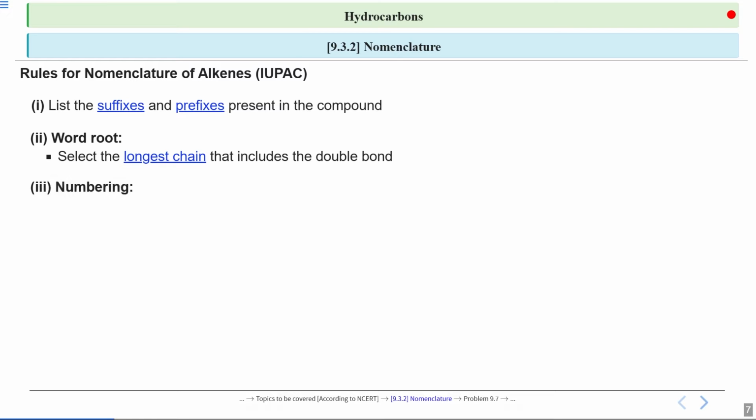Got it? Next part, we have the numbering part. So numbering is given to the chain in such a way so that the double bond gets the lowest possible numbering.